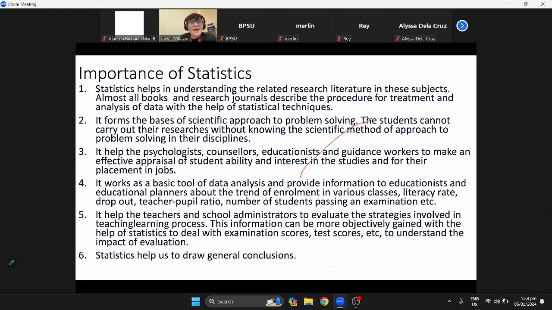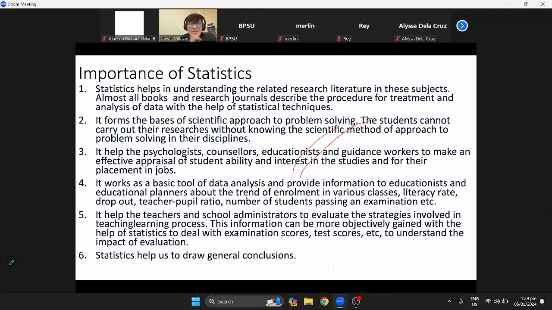Okay, so number one, statistics helps us in understanding the related research literature in these subjects. Almost all books and research journals describe the procedure for treatment and analysis of data with the help of statistical techniques. Okay, so again, it's very prominent in our discipline, especially in terms of contextualization of psychology into research.